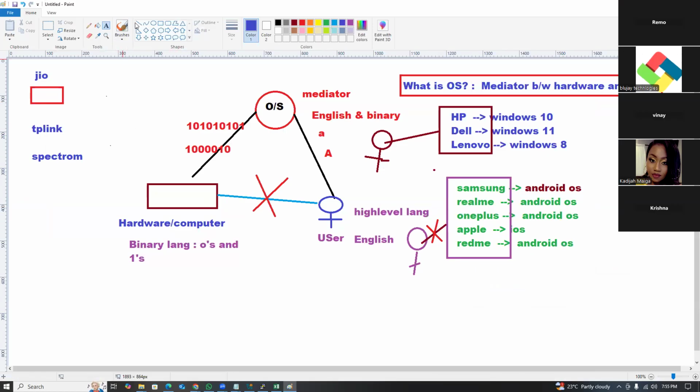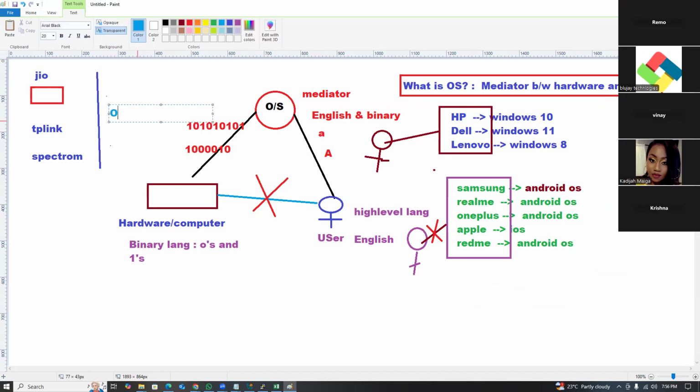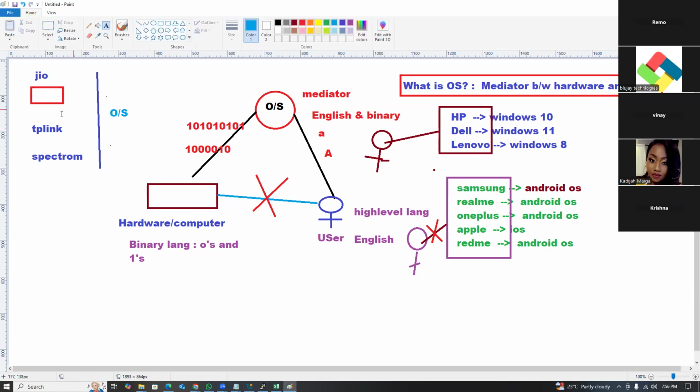Hardware knows which language, guys? Binary language. So these all are the hardwares. How are you interacting with these hardwares? How did you change your Wi-Fi username and password? If you want to interact with this hardware, definitely we need an OS. Otherwise we cannot interact with this hardware. Definitely there is an OS installed on these routers. That's the reason we are able to interact with these hardwares and change the Wi-Fi name and password.